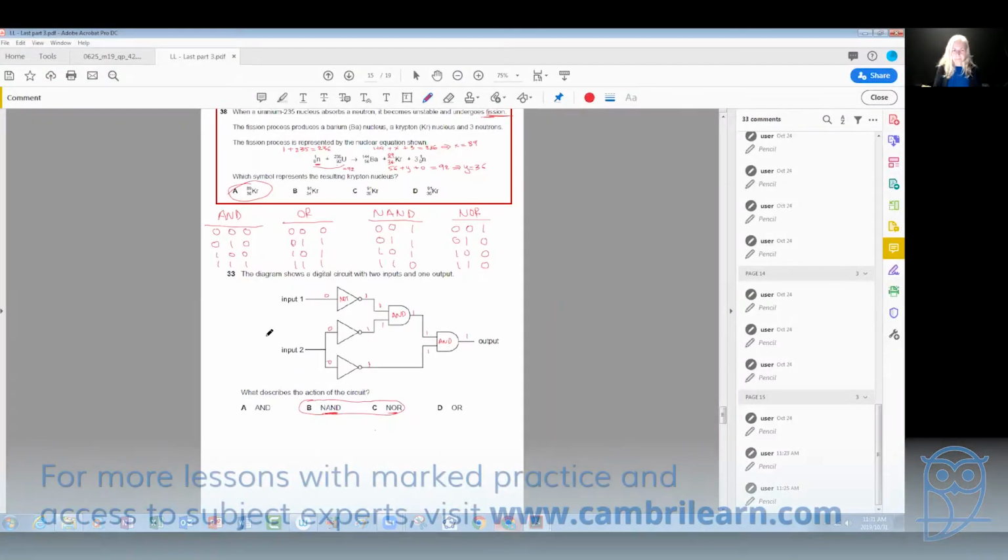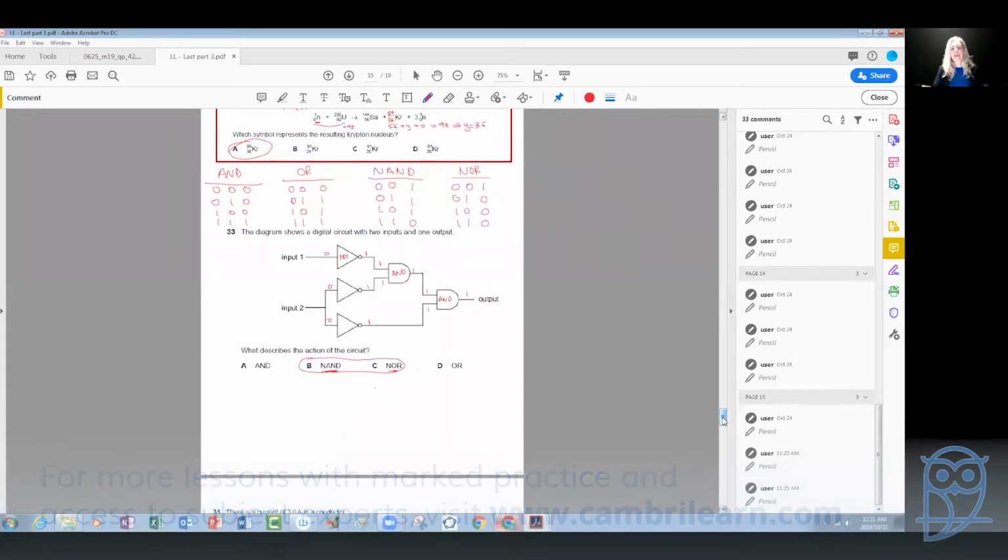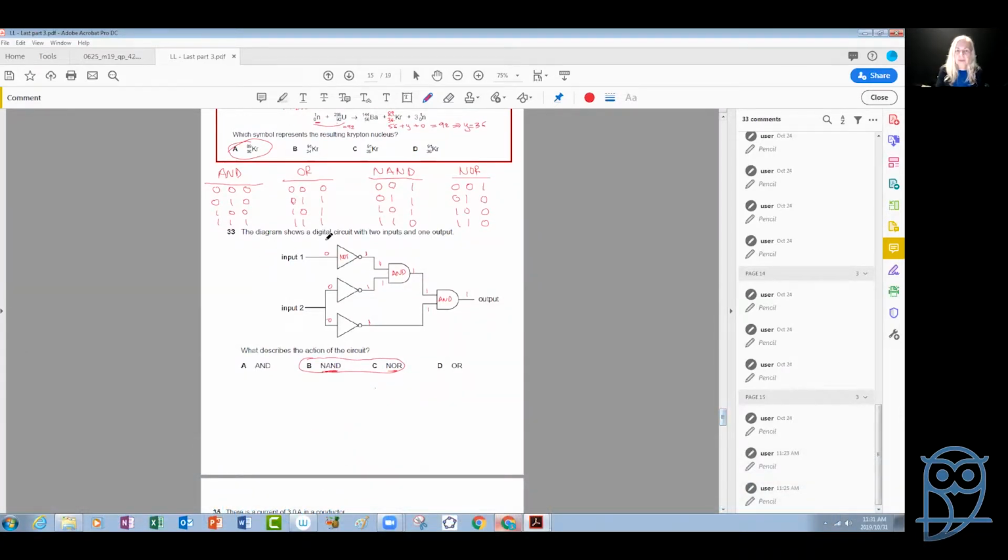Okay, last week we had stopped at this problem. We have this arrangement of logic gates, and the question says the diagram shows a digital circuit with 2 inputs and 1 output. What describes the action of the circuit? In other words, all this arrangement of different logic gates is equivalent to which logic gate from the ones that we know? Is it AND, NAND, NOR, or OR?